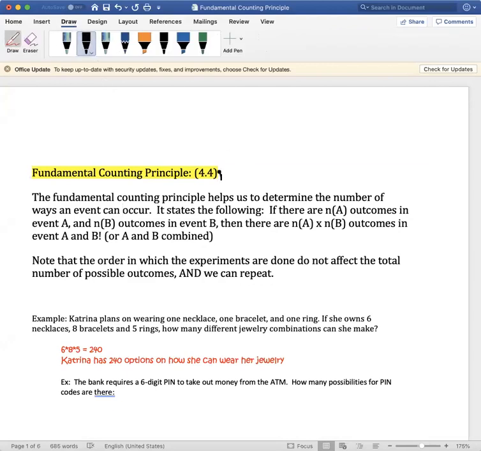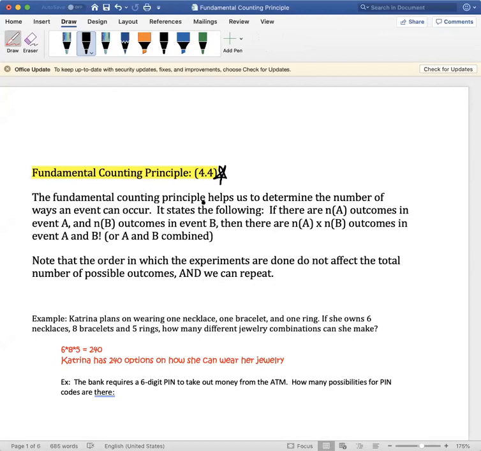So for today's lesson, you guys are going to need your calculators, so please make sure that you keep a calculator next to you. And besides having a calculator, you can print out these notes and follow along with me as we're working on it. So we're going to start off by defining what we call the fundamental counting principle.